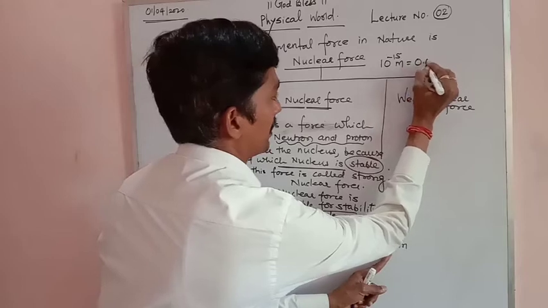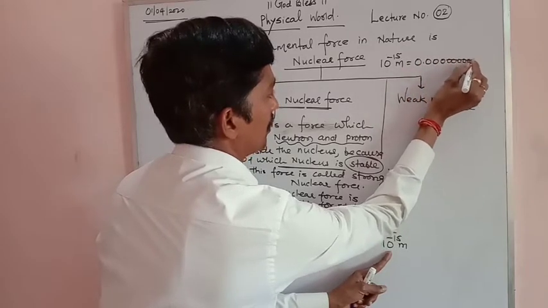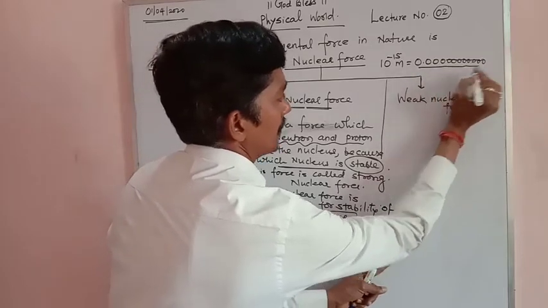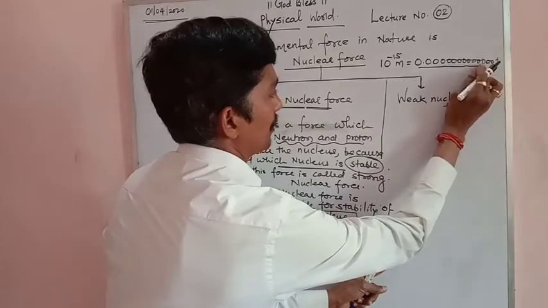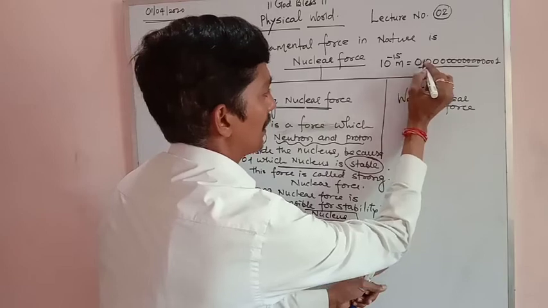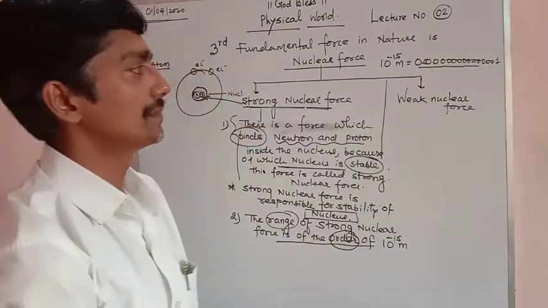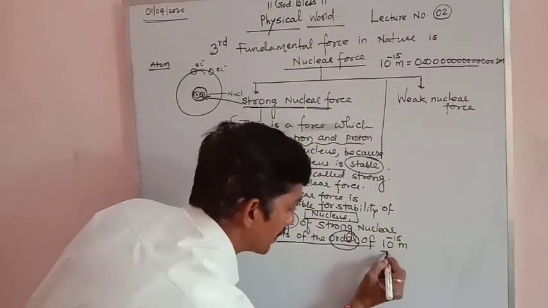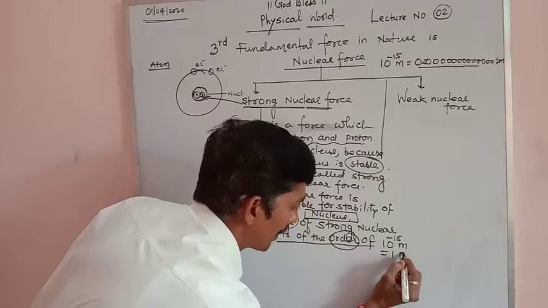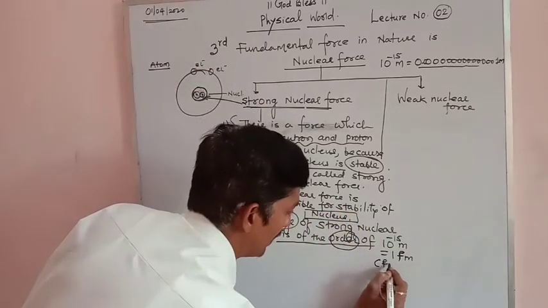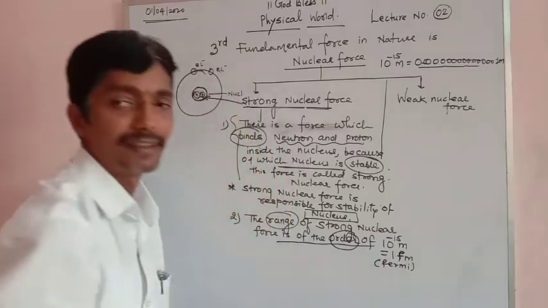10 power minus 15 meter is 0.000000000000001 meter, with 15 places. And then here 1, you can count 1, 2, 3, 4, 5, 6, 7, 8, 9, 10, 11, 12, 13, 14, and one more, 15, meter. See the range. And this 10 power minus 15 meter is called 1 Fermi. We call it 1 Fermi, FM. I'll write here Fermi, F-E-R-M-I.